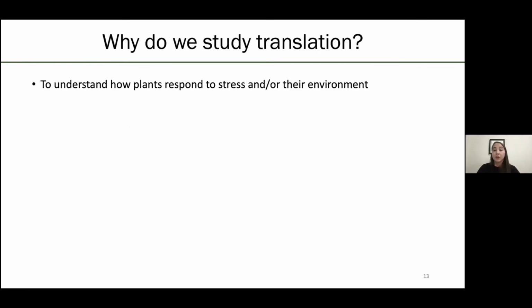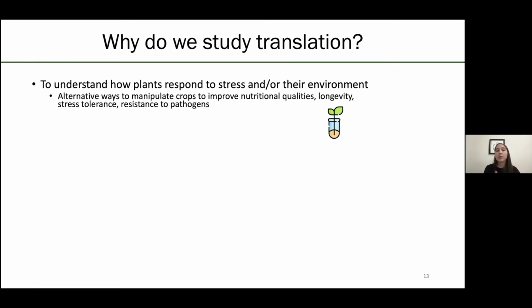In terms of plants, we need to understand how they respond to a stress or the environment. And remember, I told you proteins are involved in virtually all cellular processes. So understanding how those proteins are made would probably give us alternative ways to manipulate crops in order to improve, for example, nutritional qualities, longevity, stress tolerance, and resistance to pathogens. Non-canonical mechanisms are also present in plants. So all those alternative mechanisms I just mentioned are also present in plants, but they are not as well studied. So we really need to understand when they work, how they work in plants.